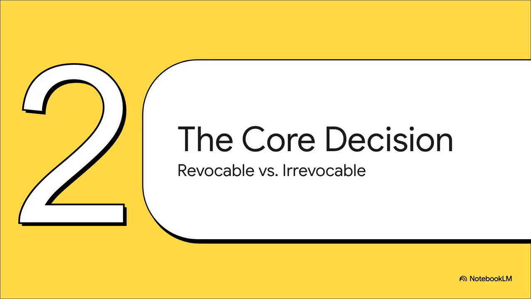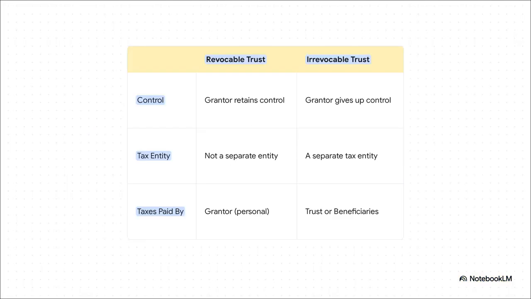Okay, now before you even think about setting one of these up, there's a huge decision you have to make right at the start, and it changes everything, from how much control you have to your tax situation. You've got to choose, is this going to be a revocable trust or an irrevocable one? And this chart lays out the big trade-offs perfectly. With a revocable trust, you're still in the driver's seat. You can make changes, but for tax purposes, it's not really a separate thing. With an irrevocable trust, you give up that control, but it becomes its own separate entity in the eyes of the IRS. So the choice really boils down to one question. What's more important to you, flexibility or potential tax benefits?